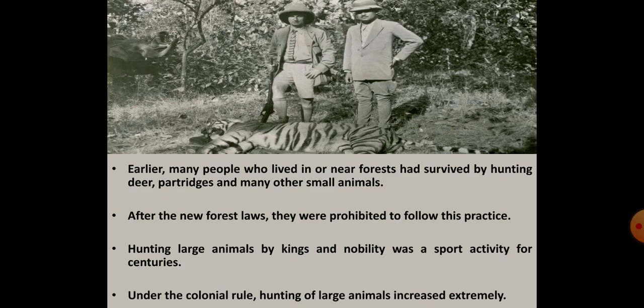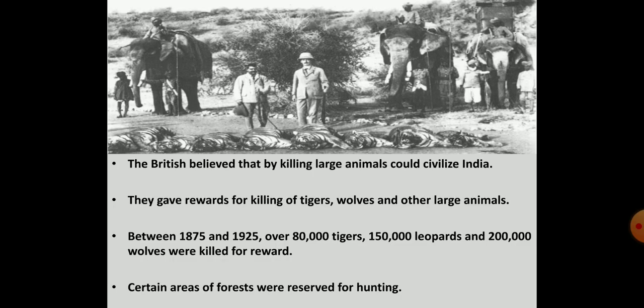While on one hand the forest laws deprived people of their customary rights to hunt, on the other hand, hunting of big animals became a sport. Hunting had been a sport activity for kings, princes, and nobility for centuries, but under colonial rule, the scale of hunting increased so much that various species became almost extinct. The British believed that by killing large, dangerous animals, they would civilize India.